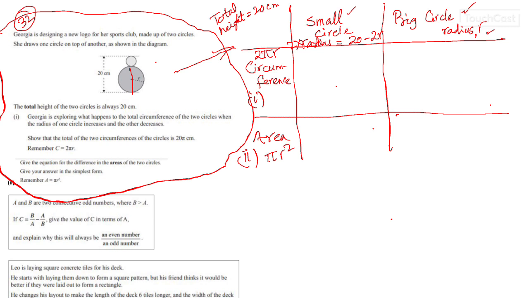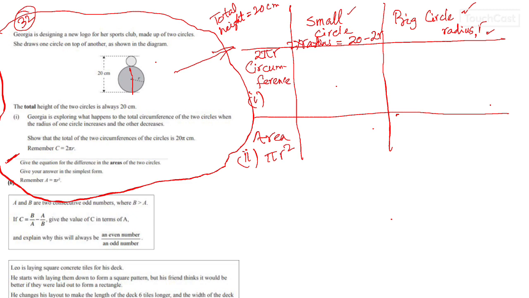So you got to be very careful between the distinction of two things. One is the diameter, one is the radius. You have to be very, very careful, right? Okay, now these are the two sections of the question. One of the sections deals with the circumference, another section deals with the area.